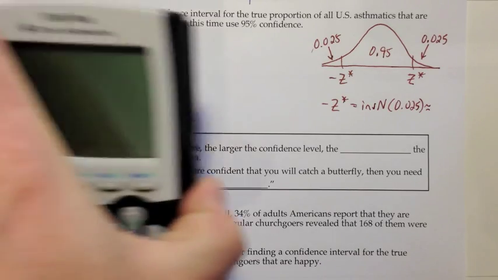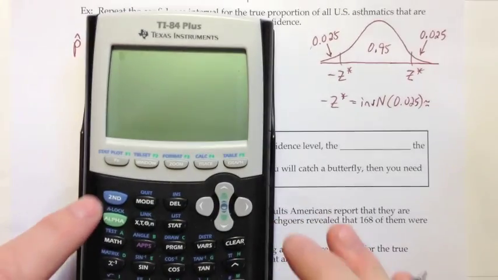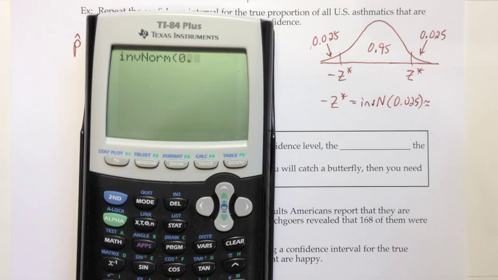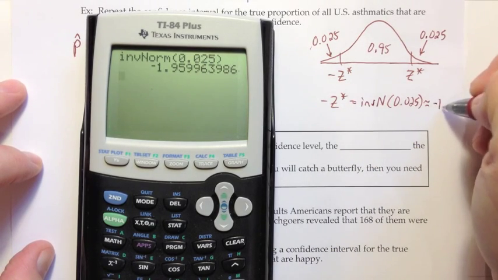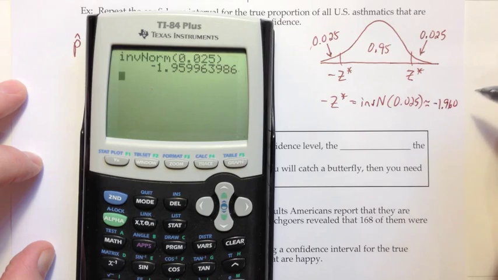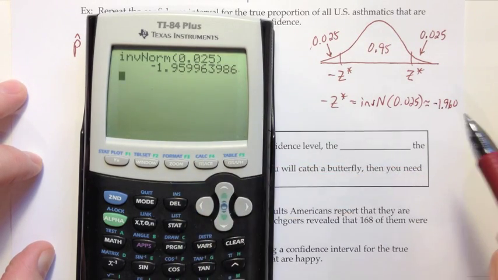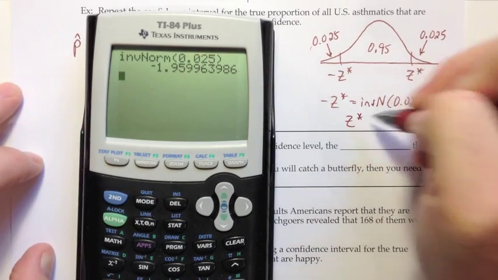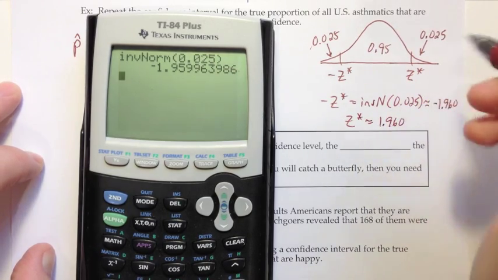So we bring that in. We would go to the distribution menu, we would choose inverse normal of 0.025. We should get a negative value here because we're working on the one on the left, and we get negative 1.960. It's at 59, but the 59 is followed by another 9, so round that up to 60. And remember, always 3 decimal places on our z-scores. And so that means the z-star that we're going to use in the formula is the positive version, 1.960.